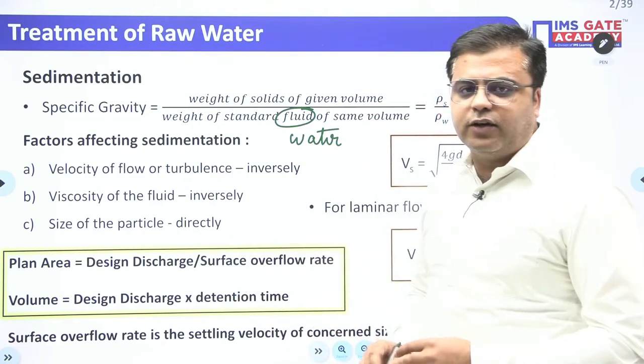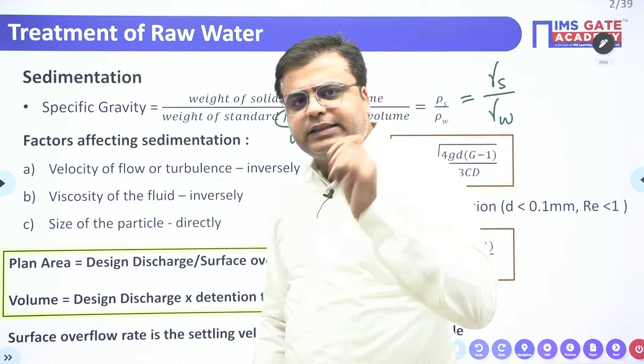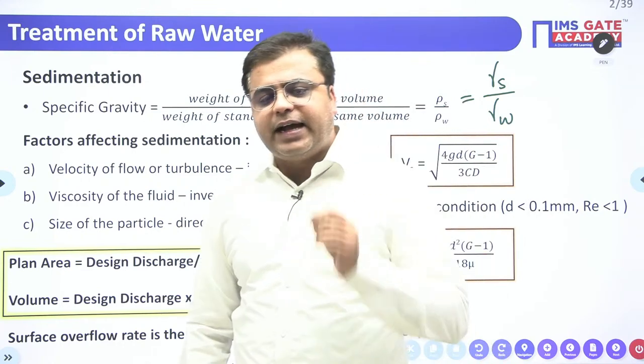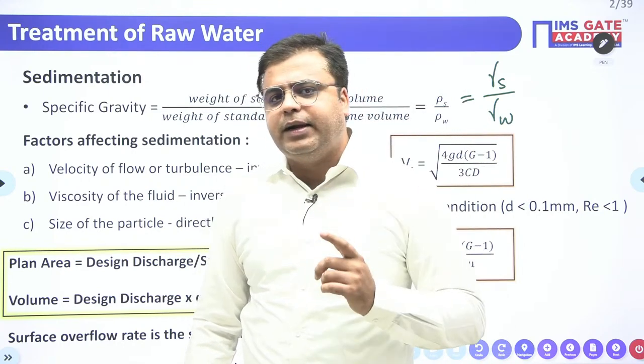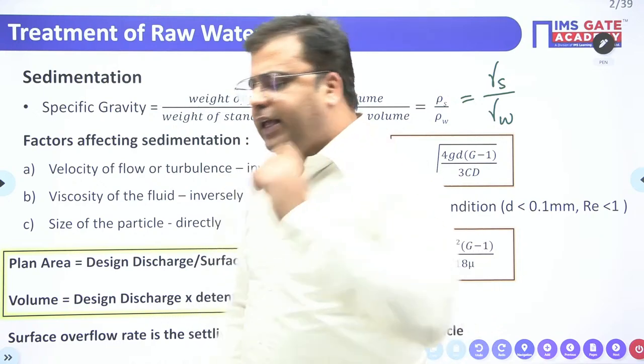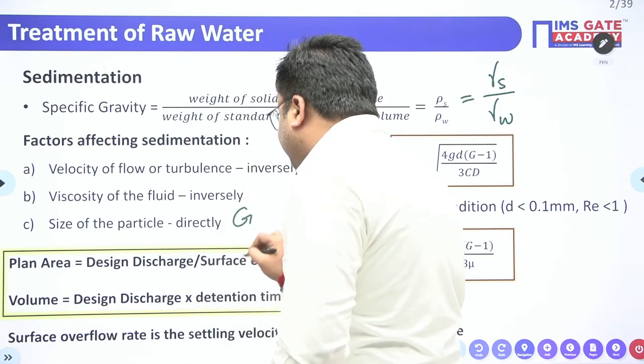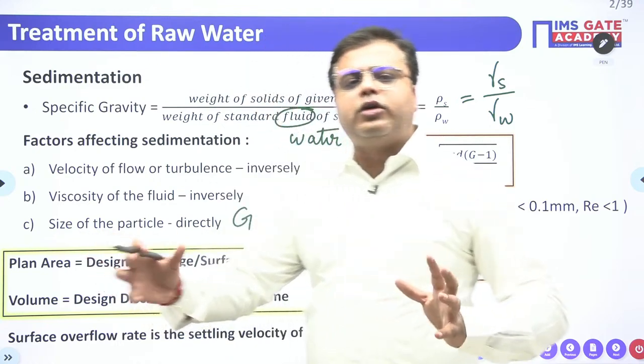Third one is the size of the particle. My dear students, please keep in mind, whenever we take size of the particle as a factor affecting sedimentation, at the back of the mind we keep the specific gravity constant when we are comparing two or more than two particles.